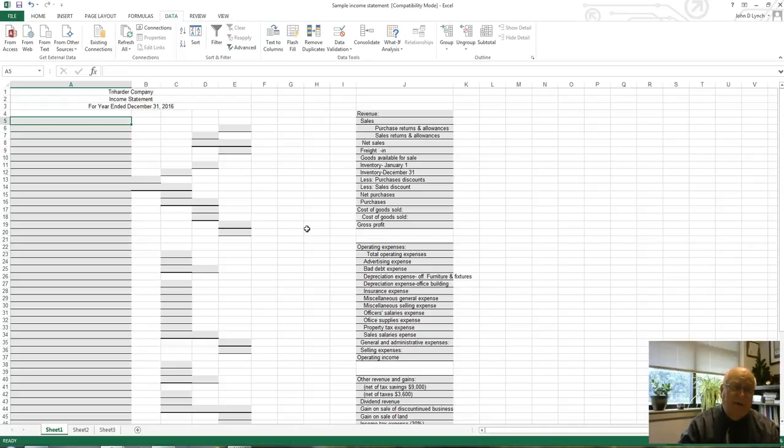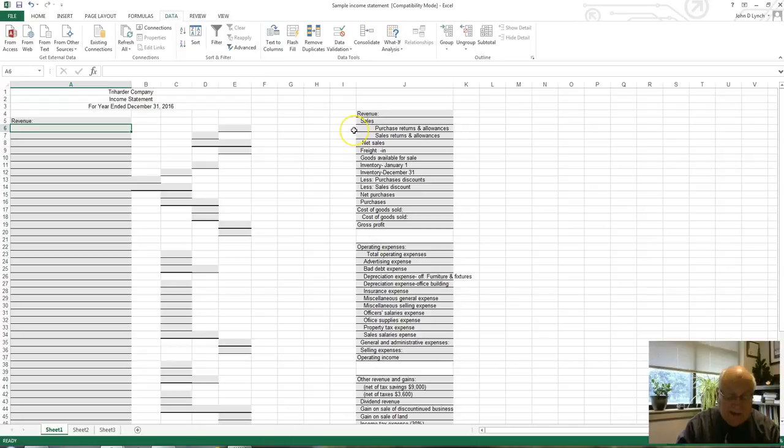The most common time periods are for the month ended, for the quarter ended, or for the year ended. So you do need a time period on there. This will be a classified income statement, not a single step. It's a multi-step income statement, actually. So the first thing we have on here is the revenues.